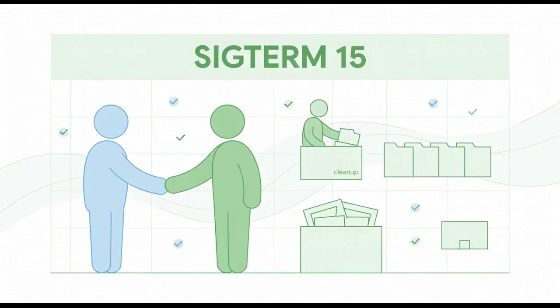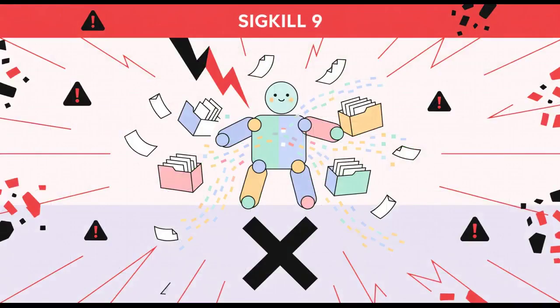SIGTERM, signal 15, asks a process to terminate gracefully. The process can catch this signal, perform cleanup like closing files or finishing transactions, and then exit on its own terms. SIGKILL, signal 9, terminates a process immediately and unconditionally.